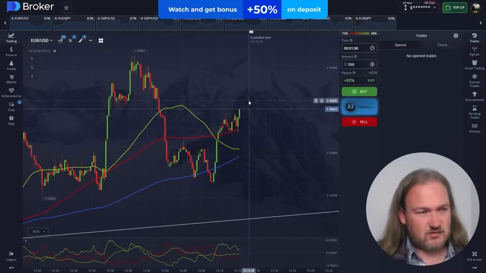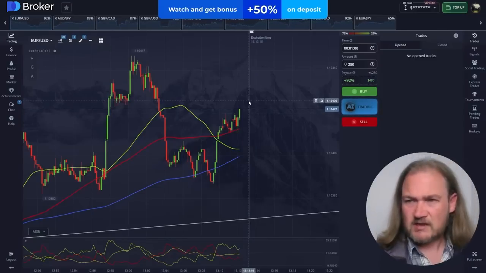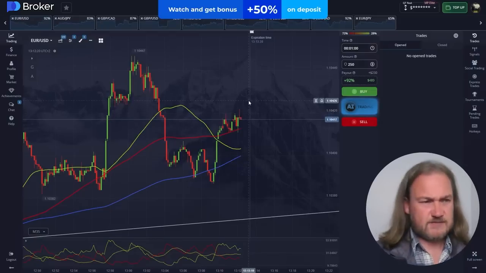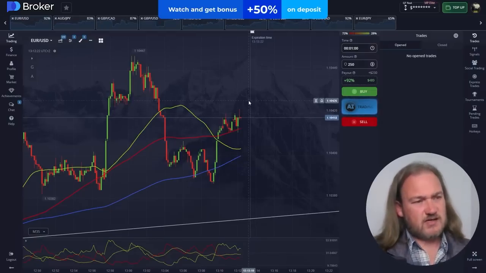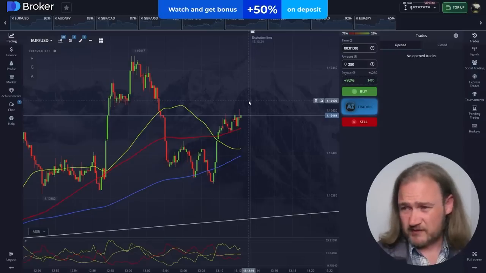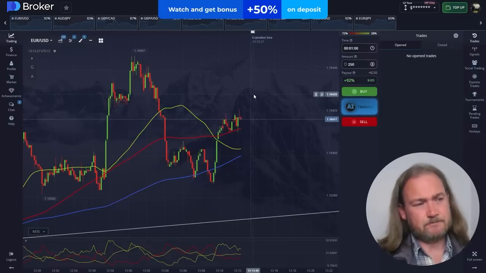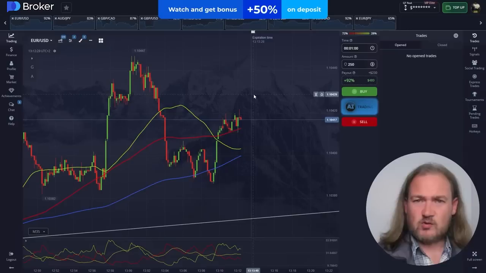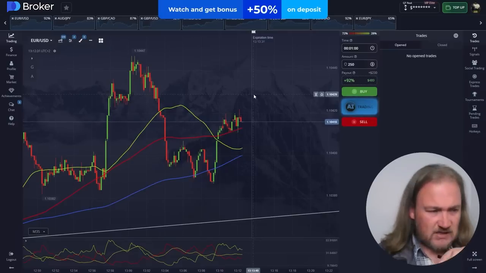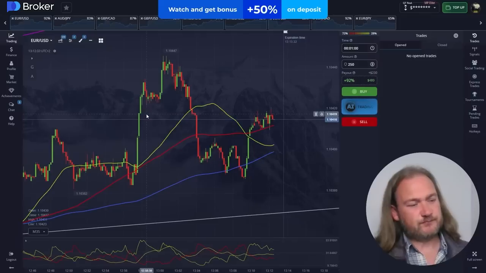Okay, so we've got DI crosses and we've got breakouts. Those are two of the ways that you can use the ADX. Another way, which is one of my favorite ways to use it, is what I call hollow moves.